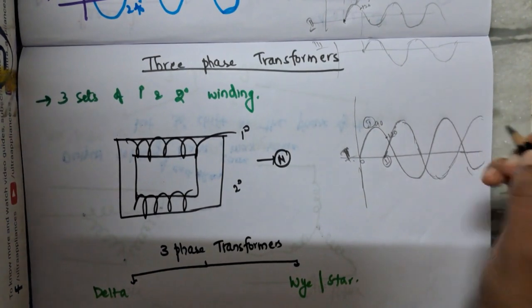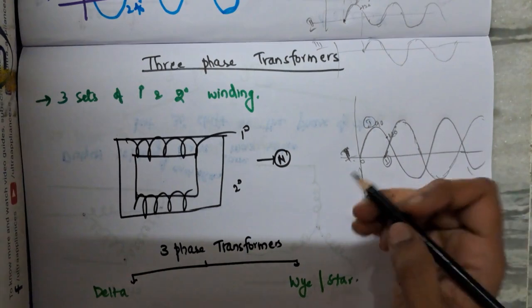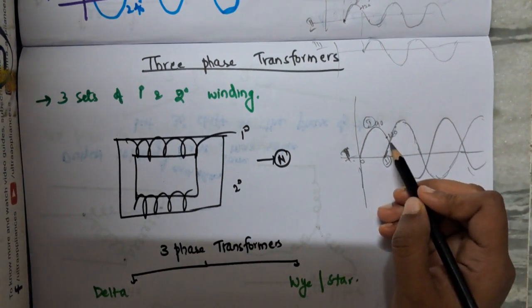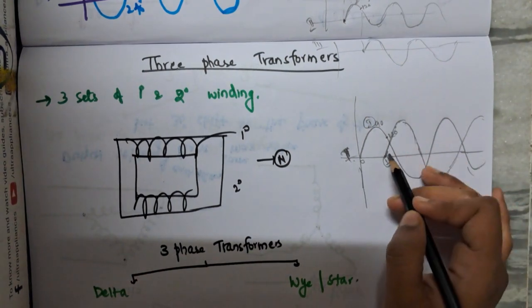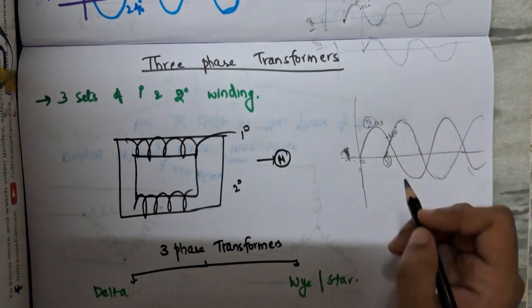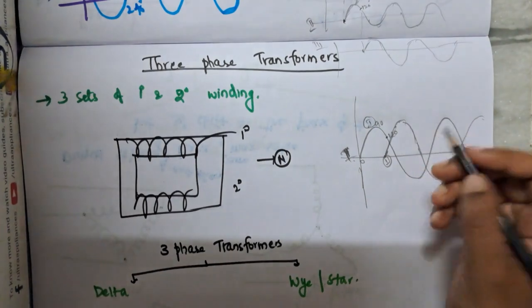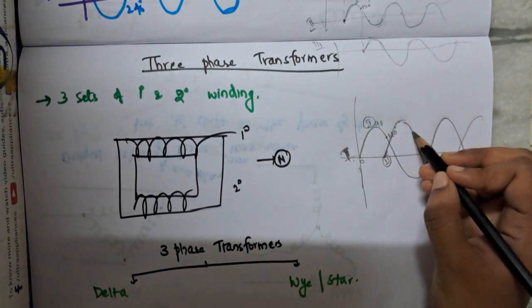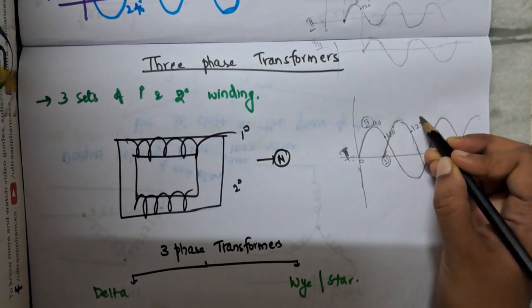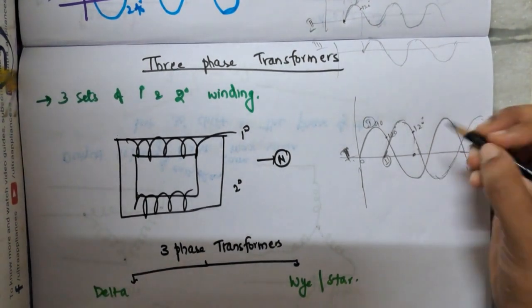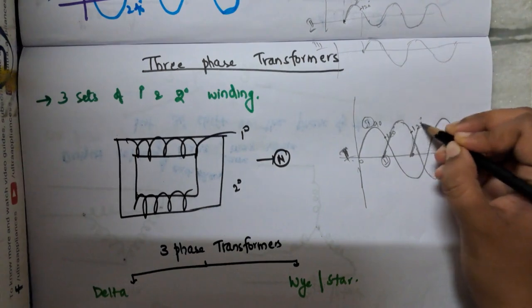Okay, it is something like this. Now we have phase 3. Phase 3 will start 120 degrees behind phase 2. So this is phase 2. The 120 degrees of phase 2 is this. So this is when phase 3 will start. Okay, so this is phase 3.